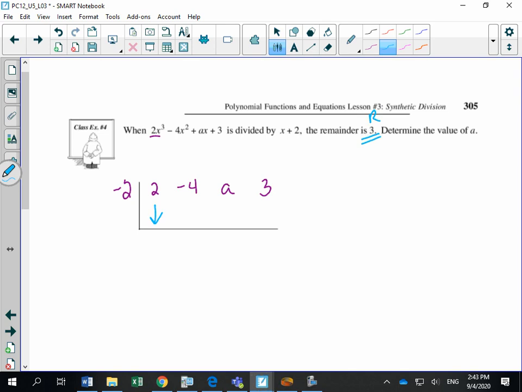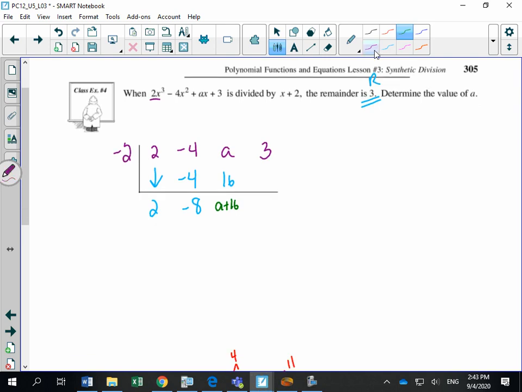Okay, so let's figure out the synthetic division. So bring down that 2. 2 times -2 is -4. -4 plus -4 is -8. -8 times -2 is 16. A plus 16 is going to be a plus 16. And then remember, it's this times -2. So if I do that off to the side, it's negative 2 times a plus 16. That's going to give me negative 2a minus 32.